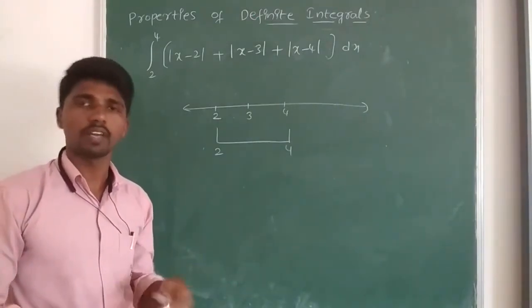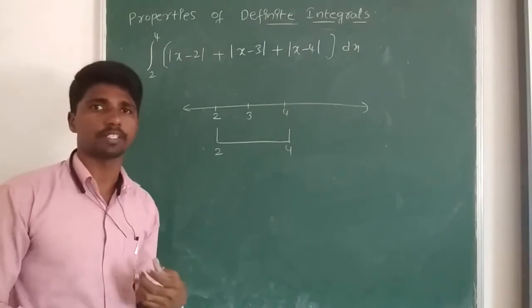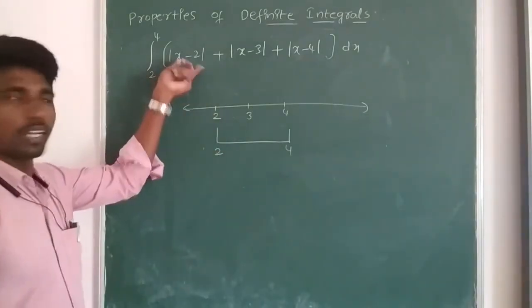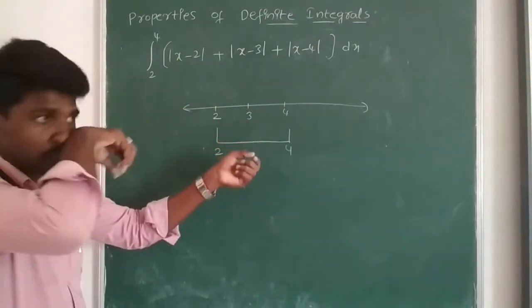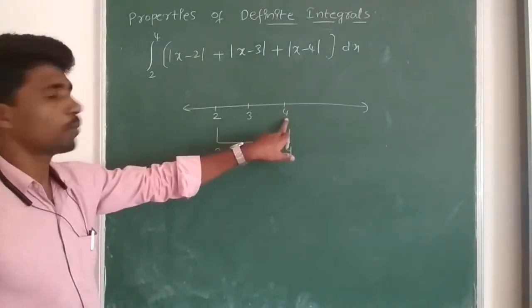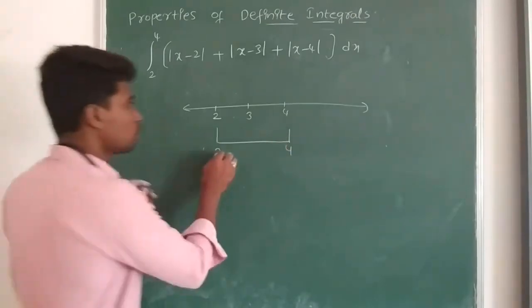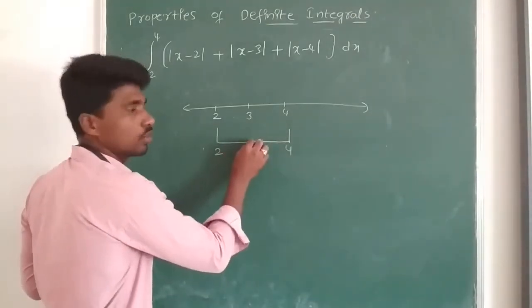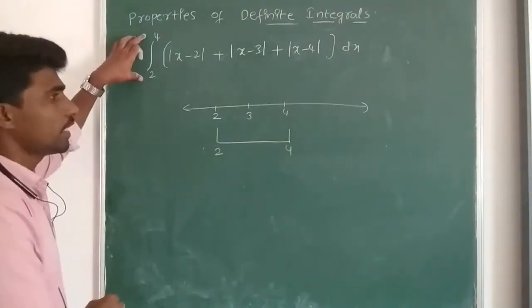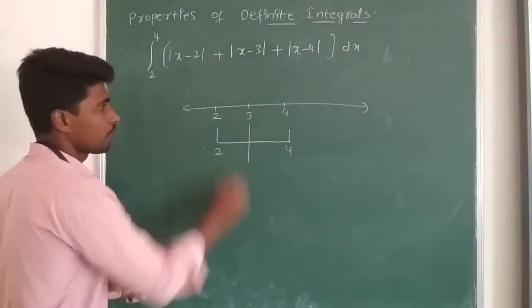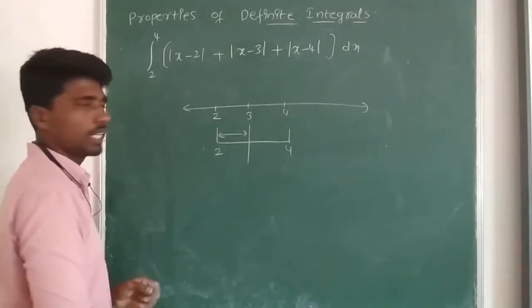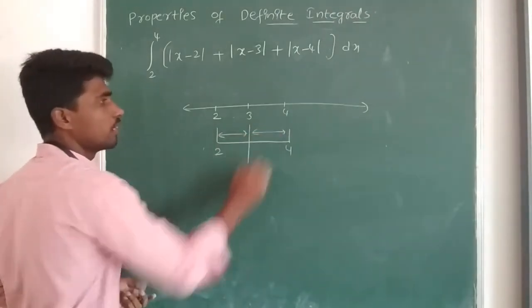Each function depends on its own critical value, nothing but its turning point. The x minus 2 turning point is 2, the x minus 3 turning point is 3, and the x minus 4 turning point is 4. So in between 2 and 4, we have 3. The given entire integral divides into 2 parts: how it behaves in 2 to 3 and how it behaves in 3 to 4.